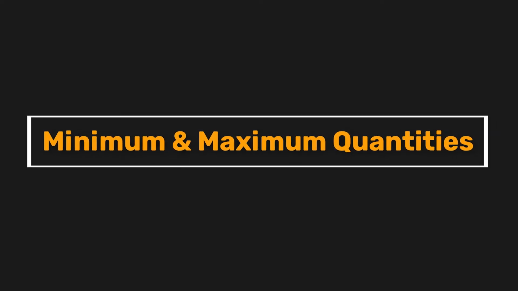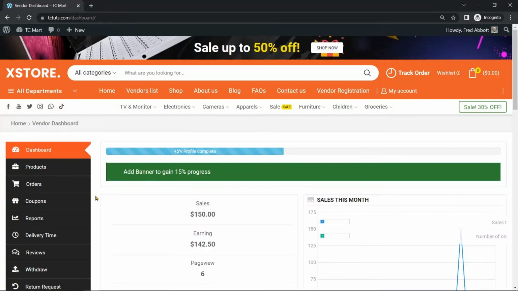Minimum and maximum quantities. Now, let's discuss another pro feature. In this feature, a vendor can set minimum and maximum order amount for the clients. This means a customer has to order a minimum number of products and not greater than the maximum amount to make an order. Now, let's dive into it.